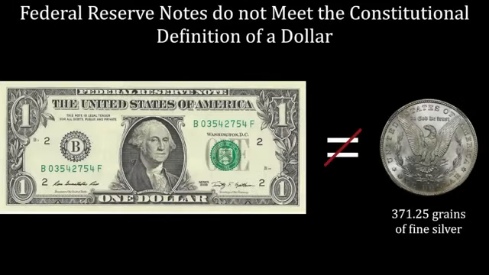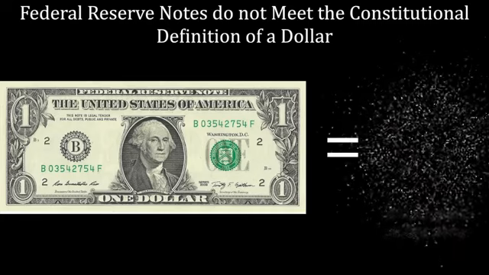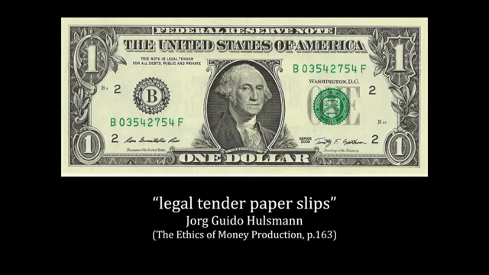As we have seen, the currency we use today, the Federal Reserve note, may be designated a dollar, but it is not what a dollar has historically been defined as, nor is it what the Constitution assumed a dollar to be. Essentially, Federal Reserve notes are a fiat currency, redeemable for nothing. They are basically, in the words of economist Guido Hülsmann, legal tender paper slips. The implications of this are significant.